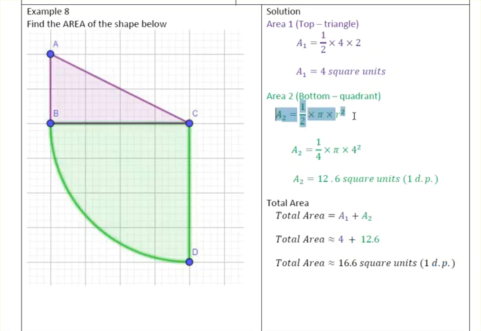So don't worry about that typo. We do have a quarter of a circle.